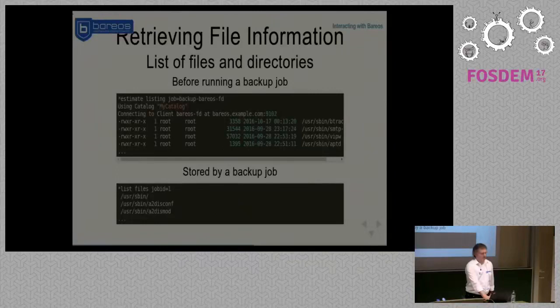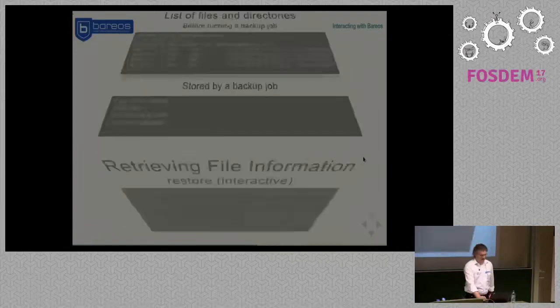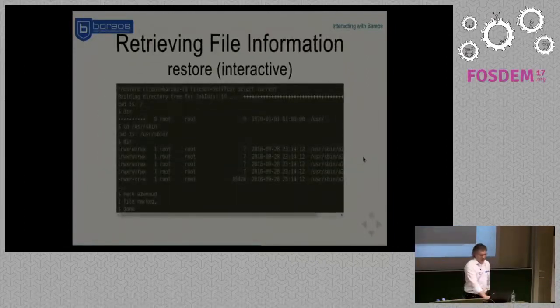If you have really run this job, then with list files of this job ID, you get the list of the files and directories that are backed up by this job, but without extra information, without the stat information and so on. If you use the restore command, say the last backup from this system, then it will generate a virtual file tree and give you a new prompt, and then you can use dir or ls or cd commands to walk through your backup data.